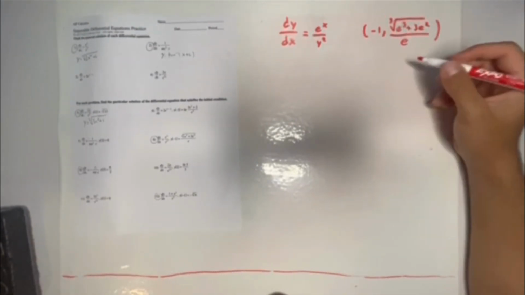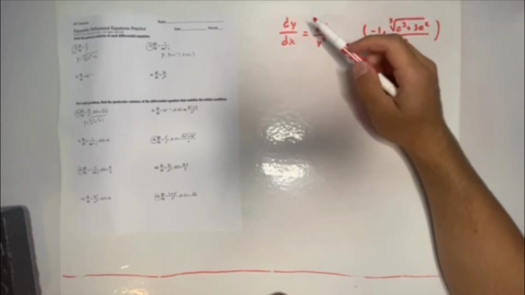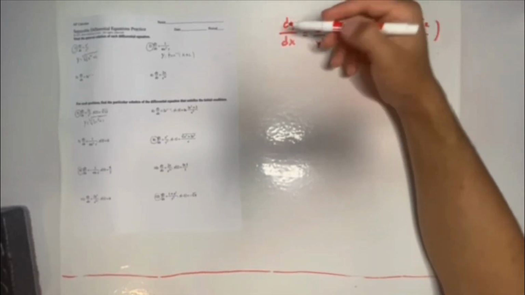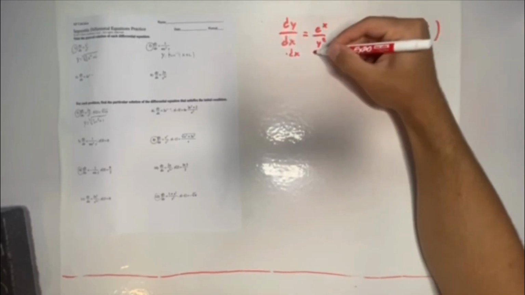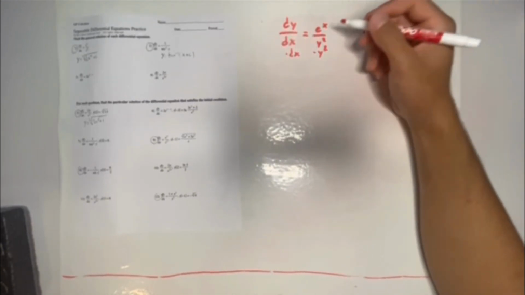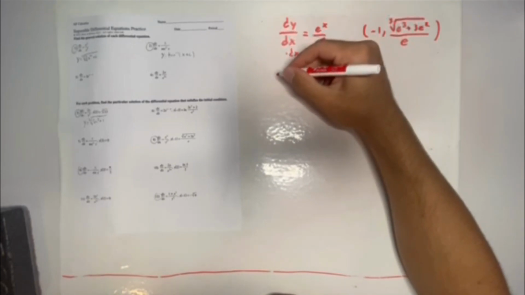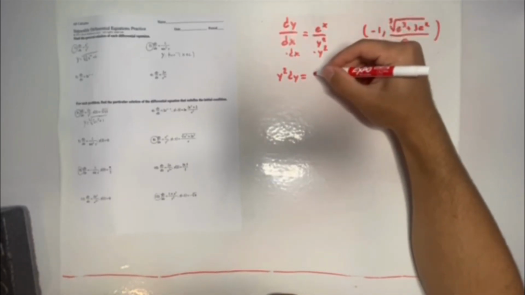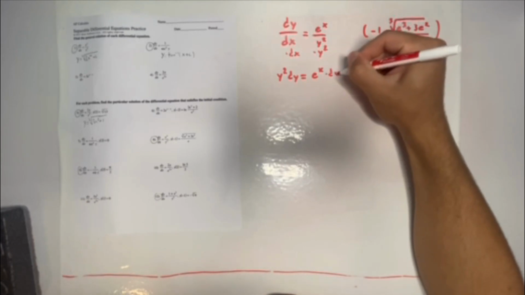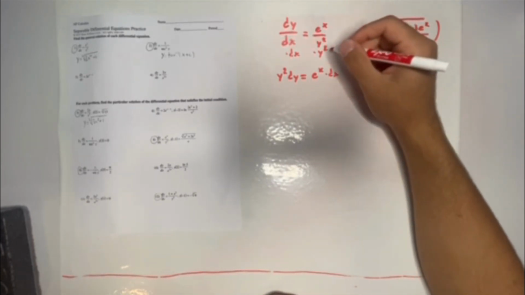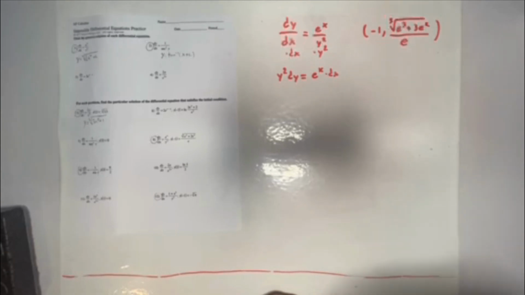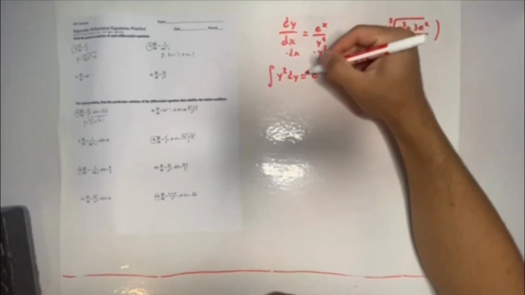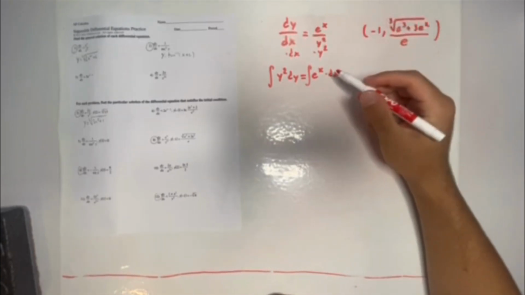So first things first, as always, get the y's on one side, get the x's on the other side. Same thing we've been doing. We're just going to multiply the dx over, multiply the y squared over. I'm sure you know that by now. We've done it a bunch. And we get y squared dy equals e to the x dx. And obviously from there, we do the integral of both sides.